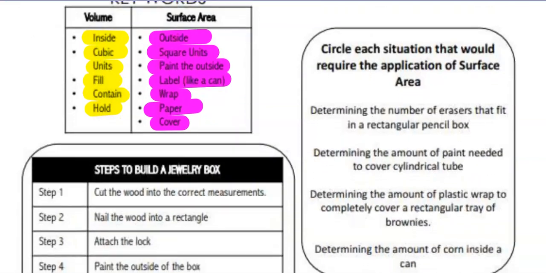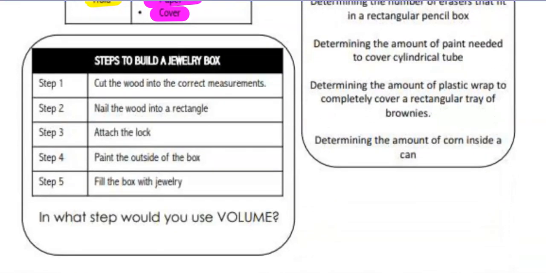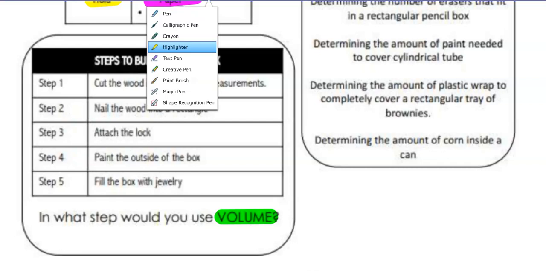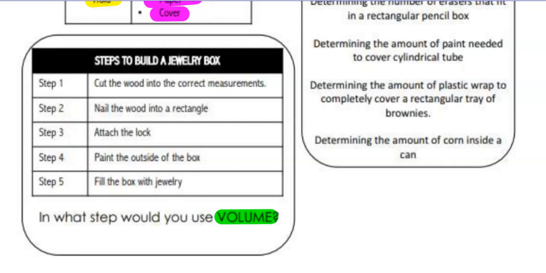So let's take a look at this first one here, steps to build a jewelry box. The question is, in what step would you use volume? Let's take a look at each of these and discuss them. The first one, cut the wood into correct measurements. Okay, I don't think that sounds like volume to me. That's just getting the wood, figuring out the wood that you need.